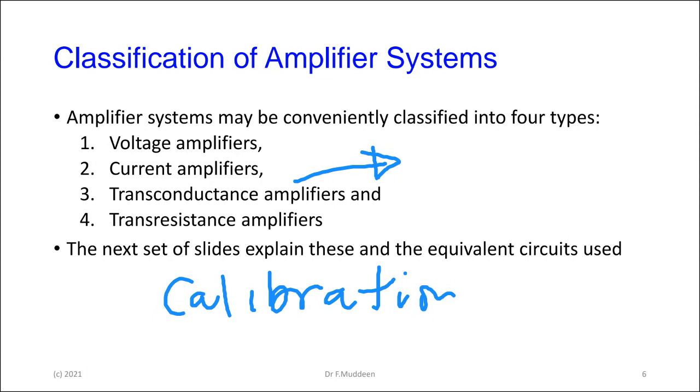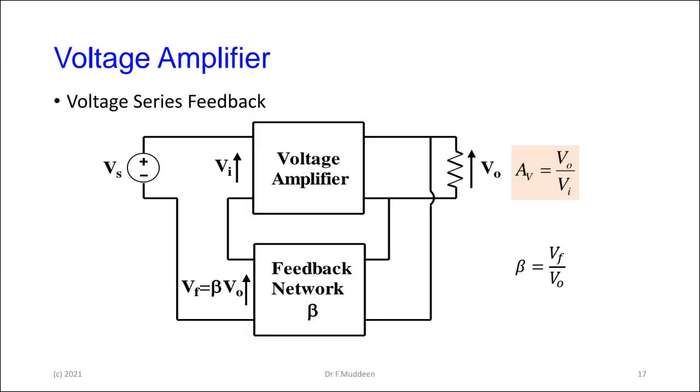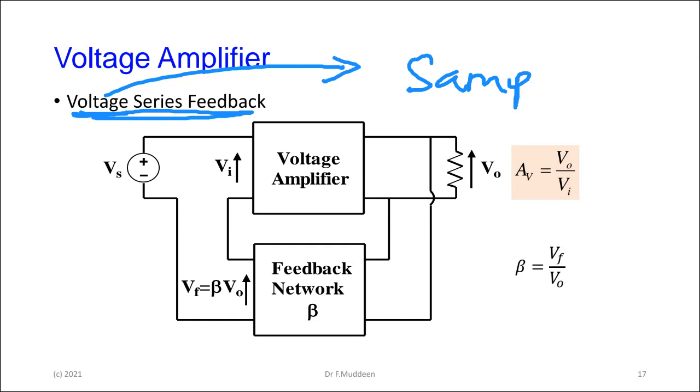And then, when we put the feedback on it, and this was just a last additional point I wanted to make here, we saw that there were four types of feedback, depending on what you're sampling and what you're feeding back, and that's where the name comes in. When you see a name like voltage series feedback, the first term is what you're actually sampling. So this is the output.